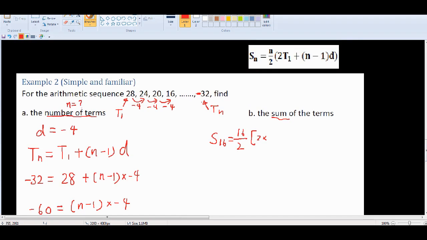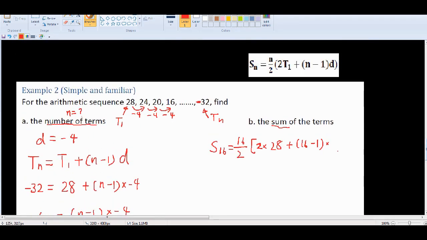2 times the first term. First term is minus 4. Oh, sorry, first term is 28. Sorry about that. Plus 16 minus 1 times d. d is minus 4. Okay? Right, let me get the value.